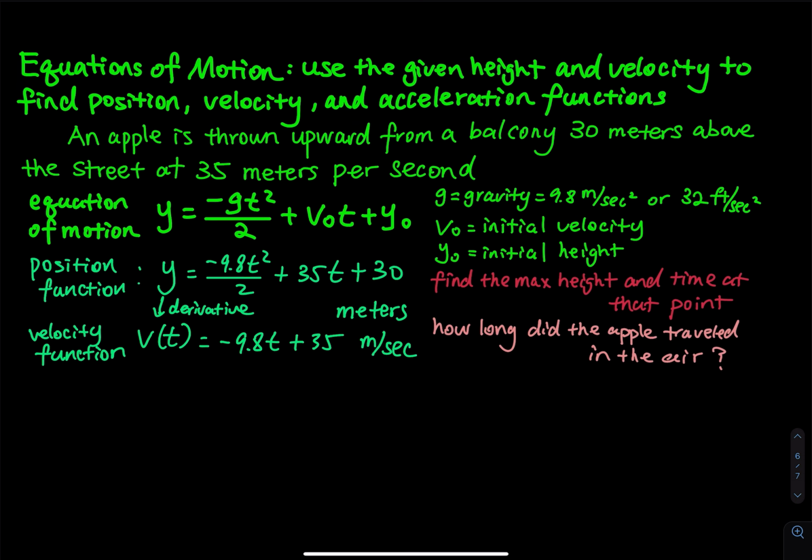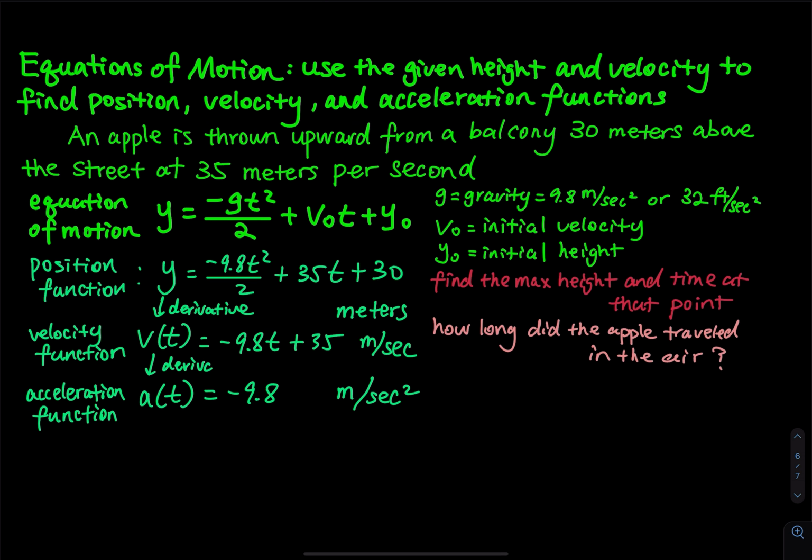And then how about acceleration? Acceleration is the derivative of velocity, so the acceleration function is the derivative of velocity. We use a to stand for acceleration, and the derivative of the velocity function is easy, that is equal to negative 9.8, and the unit is meters per second squared. All right, so we just got the position, velocity, and acceleration functions. Now we can use these three functions to answer the questions.